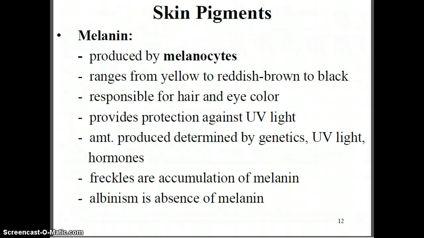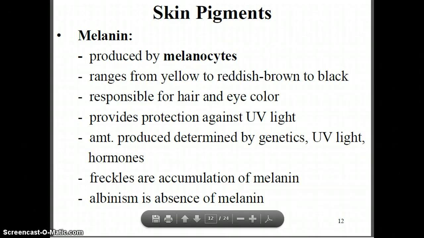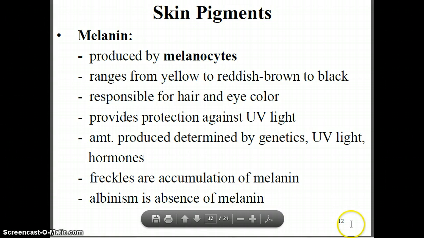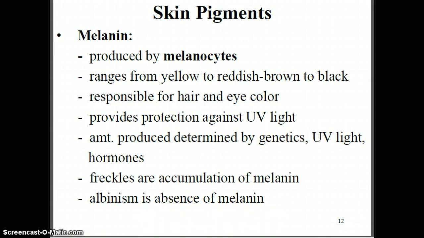All right, so skin pigments are melanin produced by melanocytes, and you can see the color ranges. And again, you can review this at your own leisure. Albinism is the absence of melanin, and it not only produces a very pale, let's say, colorless skin, but also very light colored eyes and very light colored hair.